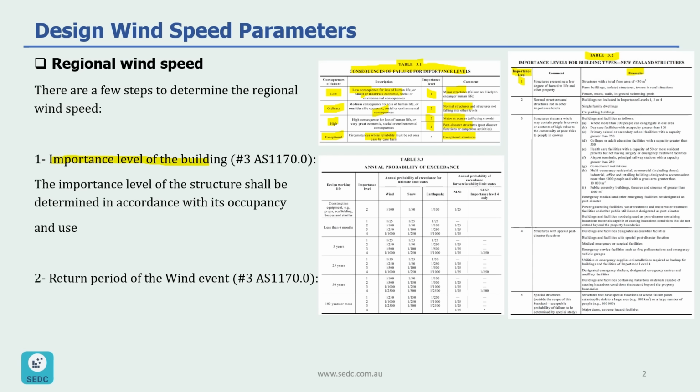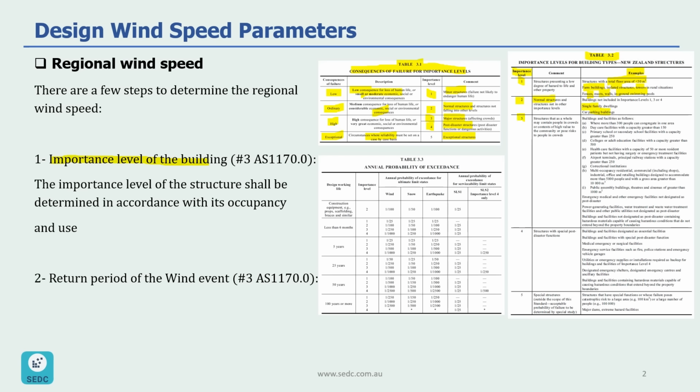So this is for the structures with a total floor area of less than 30 square meters, for farm buildings, for isolated structures, towers in rural situations, fences, masts, walls, in-ground swimming pools. So importance level 2 is for normal structures, which are not in the category of buildings for importance level 1, 3, or 4. For example, single family dwellings, car park buildings.